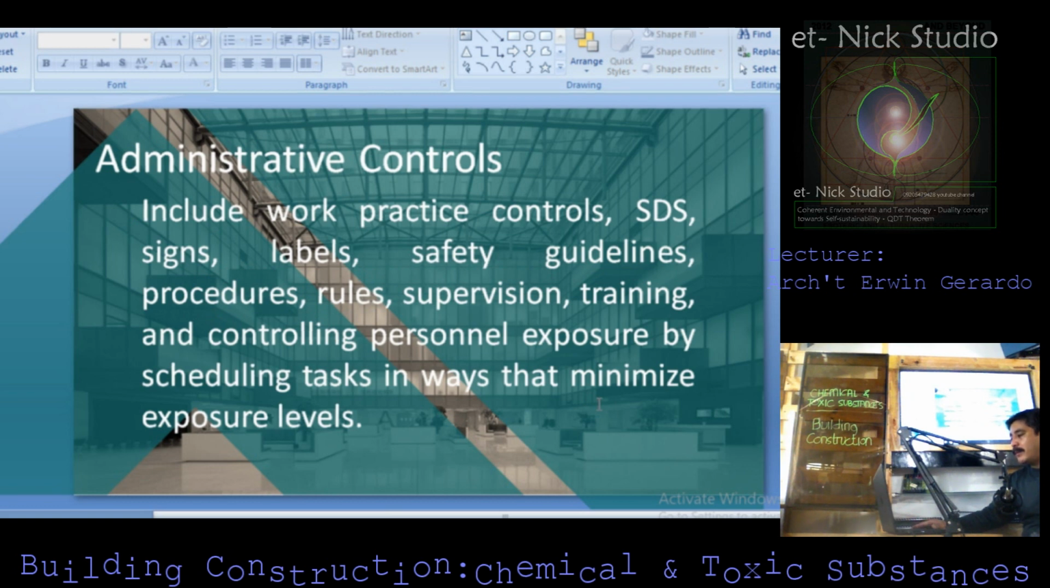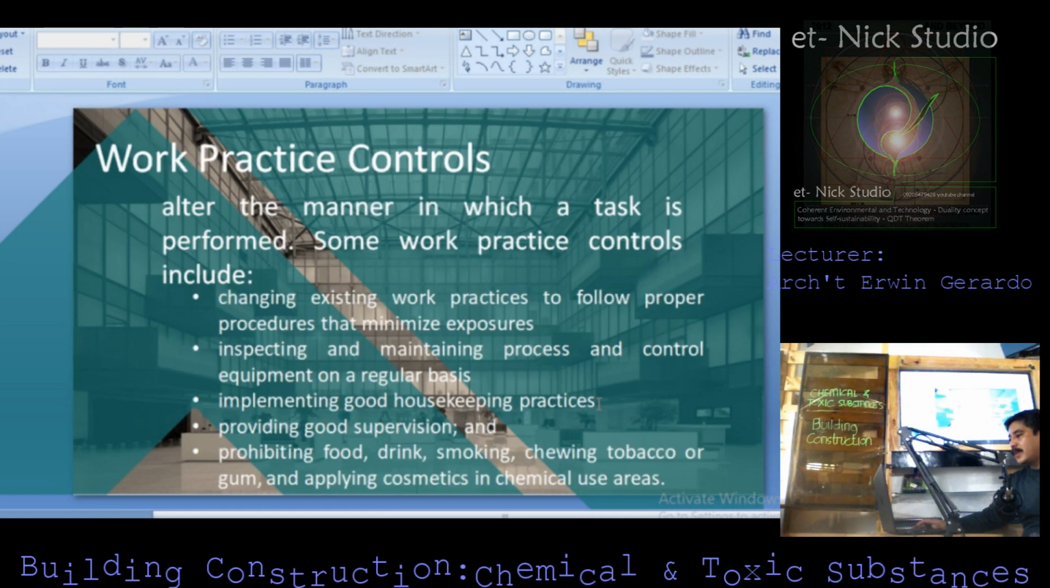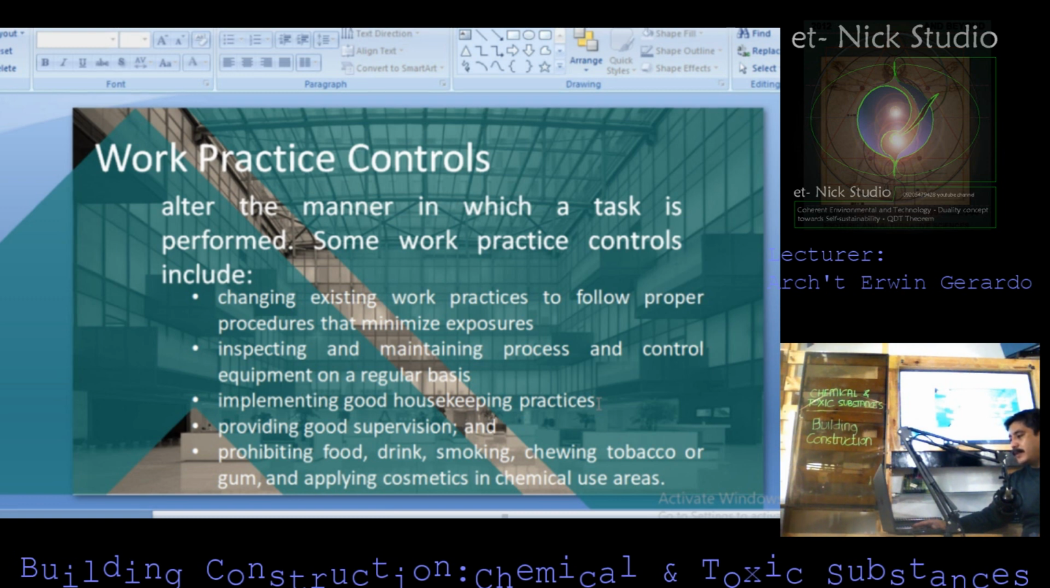Administrative controls include work practice controls, SDS, signs, labels, safety guidelines, procedures, rules, supervision, training, and controlling personnel exposure by scheduling tasks in ways that minimize exposure levels. Work practice controls alter the manner in which a task is performed. Some work practice controls include changing existing work practices to follow proper procedures that minimize exposures.